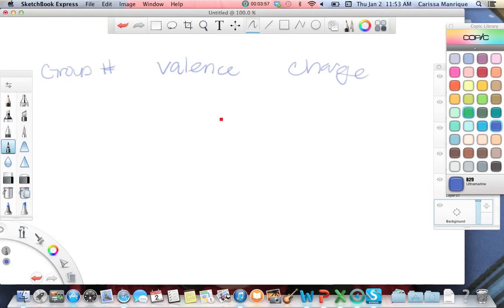Okay, so if your group number is 1, 2, 3, and these are all A, 4, 5, 6, 7, 8. Number of valence is the same as the group number. So again, 1, 2, 3, 4, 5, 6, 7, 8. And the charge it tends to have would be +1, +2, +3, and that goes with 1, 2, 3. For 4 we'll just put a question mark because that kind of varies.